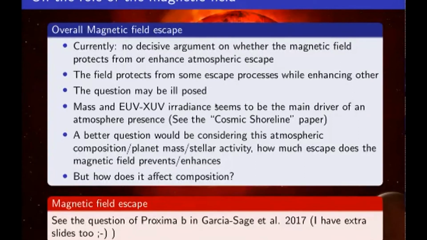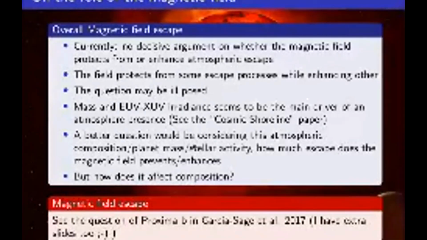When we put a graph of the mass and the XUV radiance, we see that these two are linked with the presence or not of an atmosphere. And so the magnetic field may be just a driver when we are at the limit between the two regimes. And so a better question maybe to ask is what is the effect of the magnetic field on the composition of the atmosphere and how it varies with the planet mass and the stellar activity.